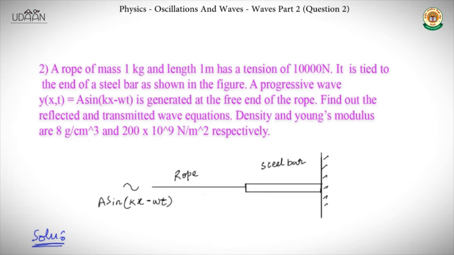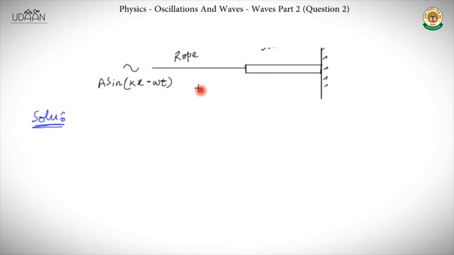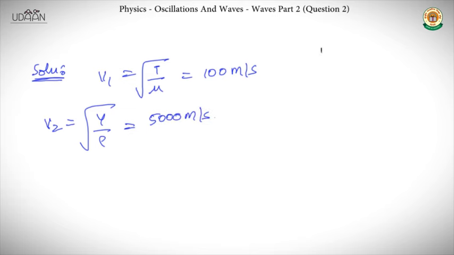So let's start by finding out the velocities of the wave in each of the media. Let's say that the rope is medium 1 and the steel bar is medium 2. So V1 is equal to the square root of T by mu, which gives V1 as 100 meters per second, and then V2 is the square root of Y by rho. By substituting the values, we get it as 5000 meters per second.